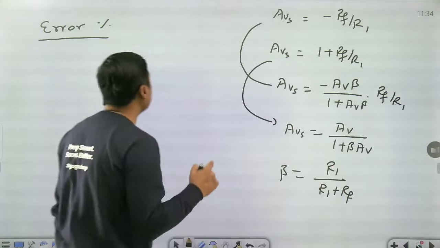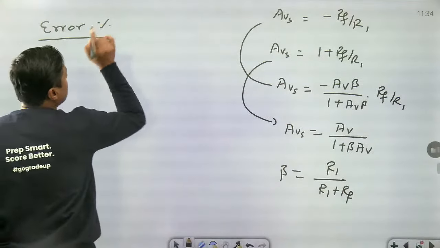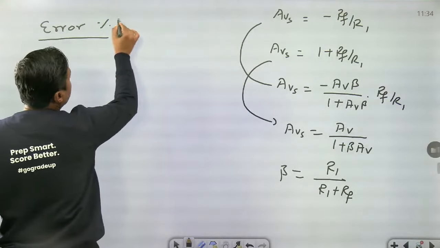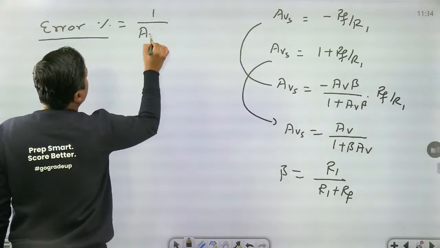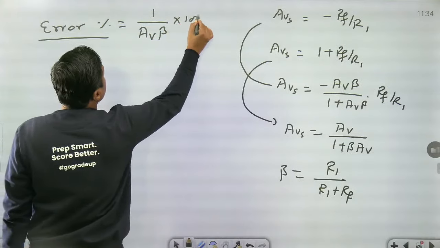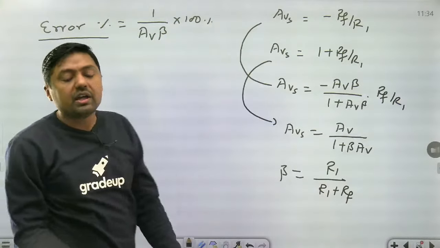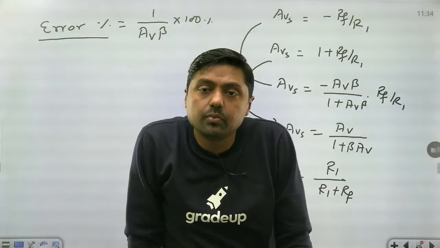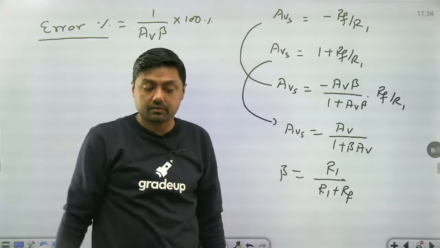So what is the error in calculation? This is a direct question, for both non-inverting and inverting: the error is 1 upon AV beta into 100%. Yes, this is called error.